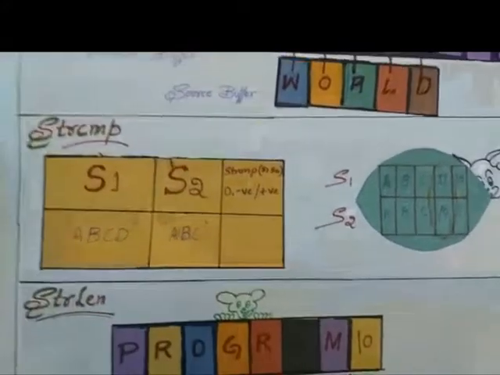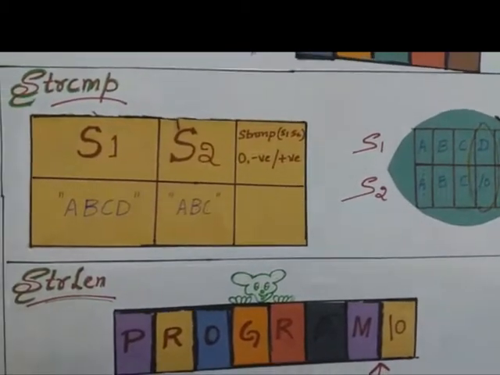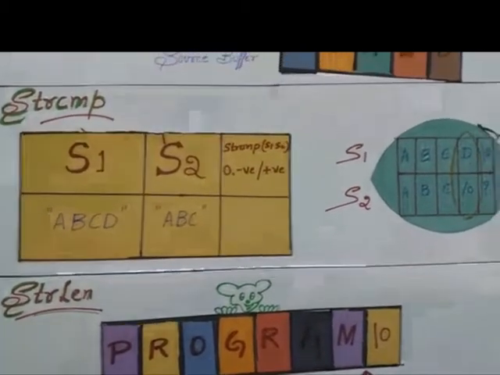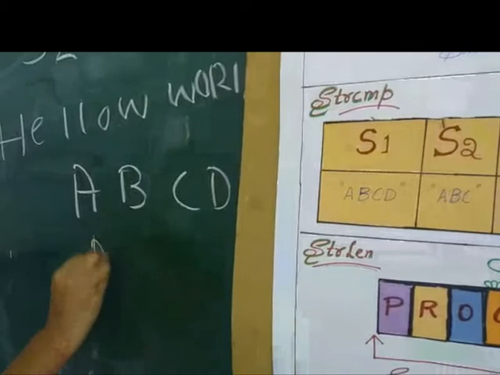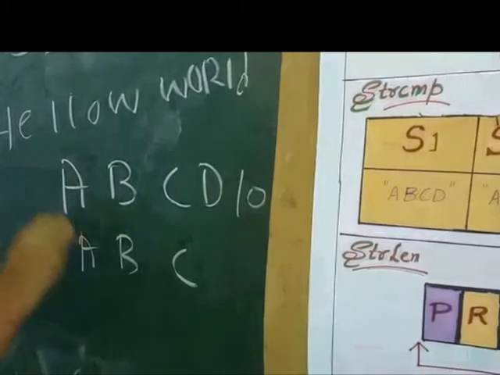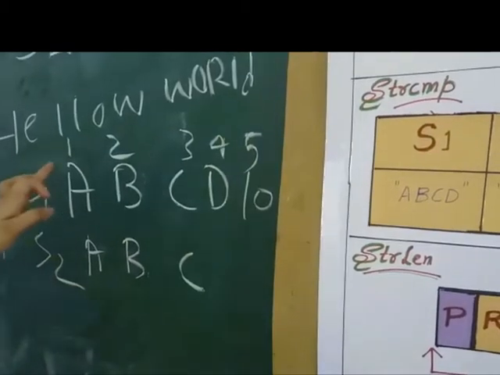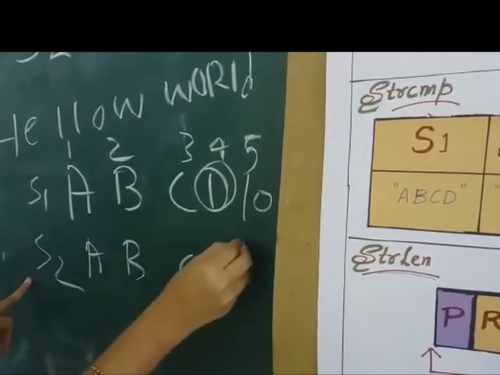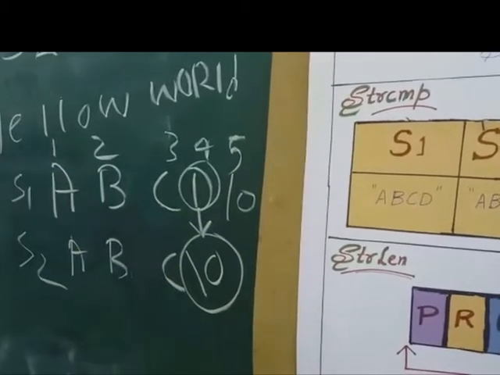Next, coming to string compare. Here you can see that S1 holds the string A, B, C, D and S2 holds the string A, B, C. Now you can see the index values. In S1, index 3 holds the D value, and in S2, index 3 holds the null character, so they are not matching. So it prints that the two strings are not equal.